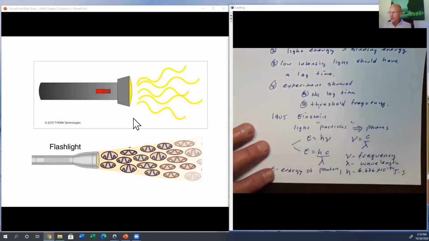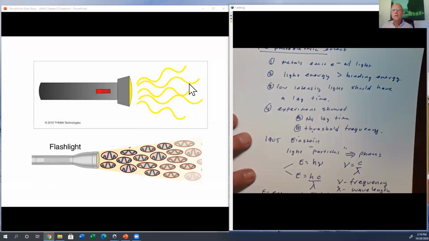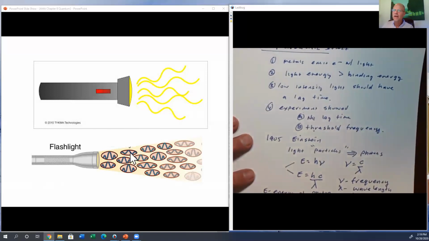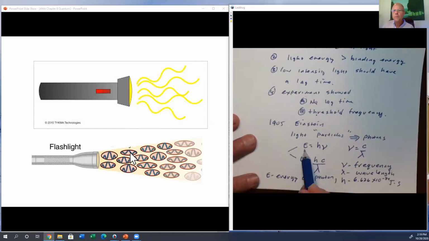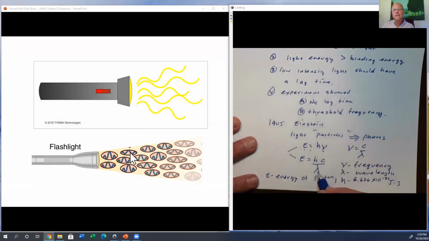But notice what Einstein was saying. Einstein was saying that the thing we used to think about as only a wave phenomenon actually is particles. So when you have a flashlight, it's actually particles of light streaming out of that flashlight. The energy of each particle is proportional to its frequency. The higher the frequency, the higher the energy of that particle. Or it's inversely related to wavelength, because since nu is c over lambda, then E is equal to hc over lambda. And so as the wavelength gets shorter, the frequency gets higher and the energy of each particle gets higher.